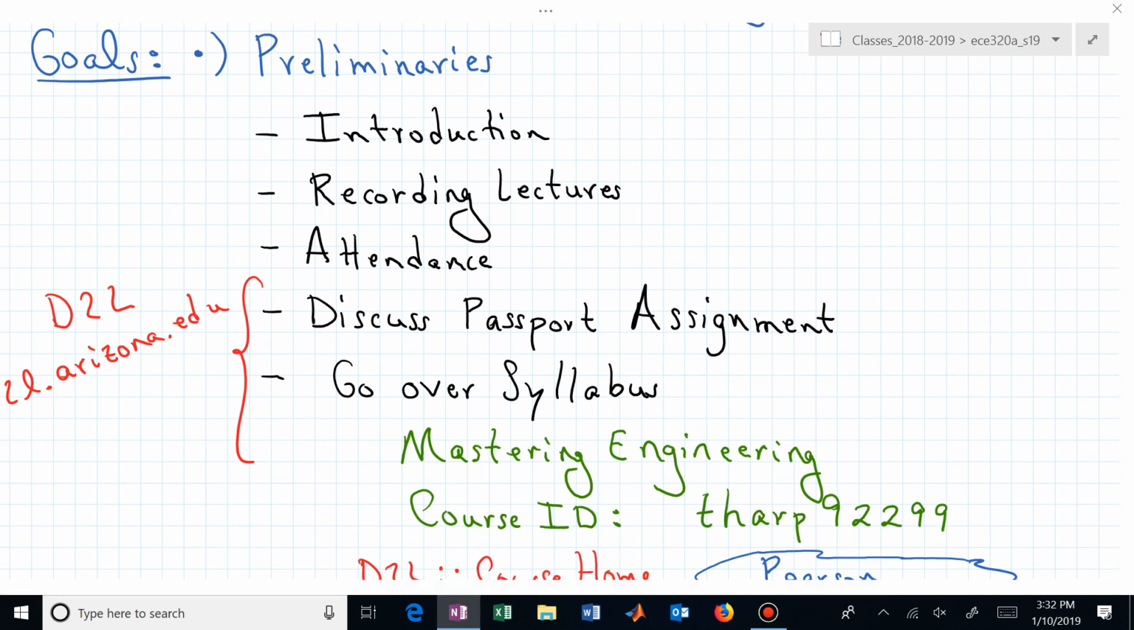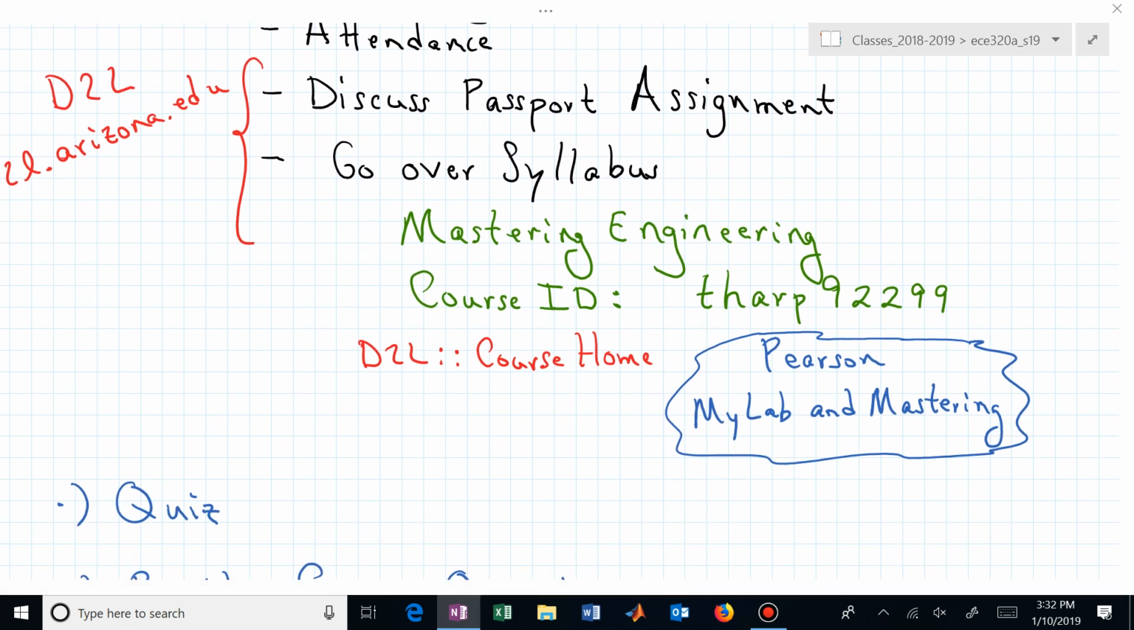Here are the goals for today, and see, I can't even still get them on one screen, but we have preliminaries, the introduction. I'm Hal Tharp, the instructor for this class as of today, and I will get to know you by your passports. That's how you get into the class, so that I understand who I'm looking at. These lectures will be recorded, both the handwritten notes and the audio with the video capture, and that will be available through D2L. Attendance is going around, as I said, and now what I want to do for today is the following.